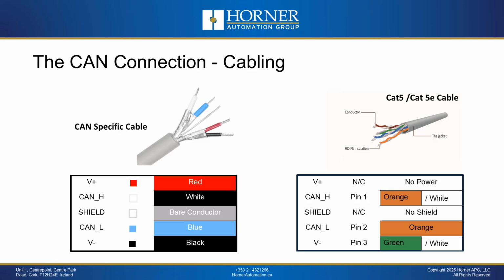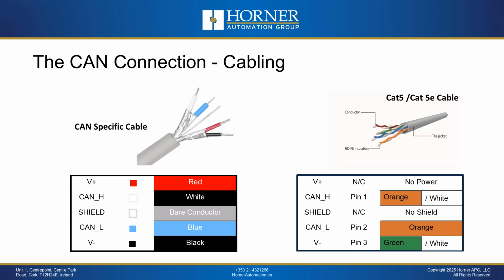Now in addition to that, you have a shield drain, which is a bare conductor that has to be handled properly in order to achieve the noise immunity that shielded CAN specific cable can offer. So this is CAN specific cable, 5 conductors.